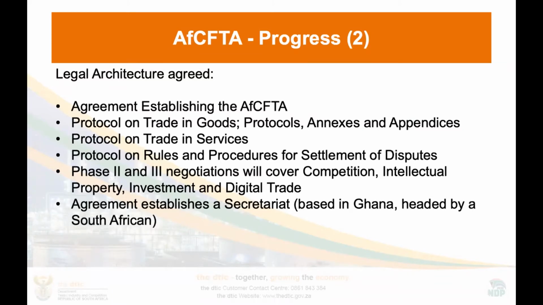In terms of legal architecture, the ACFTA establishes a free trade area. The components of the agreement are mainly a protocol on trade in goods, followed by trade in services. That is phase one of the agreement. And then, of course, we have a protocol on procedures for the settlement of disputes. Thirdly, we will be starting negotiations for phase two and phase three, which will cover competition, intellectual property, investment, and digital trade. This agreement also establishes a secretariat, which is currently based in Accra, Ghana. Next slide.